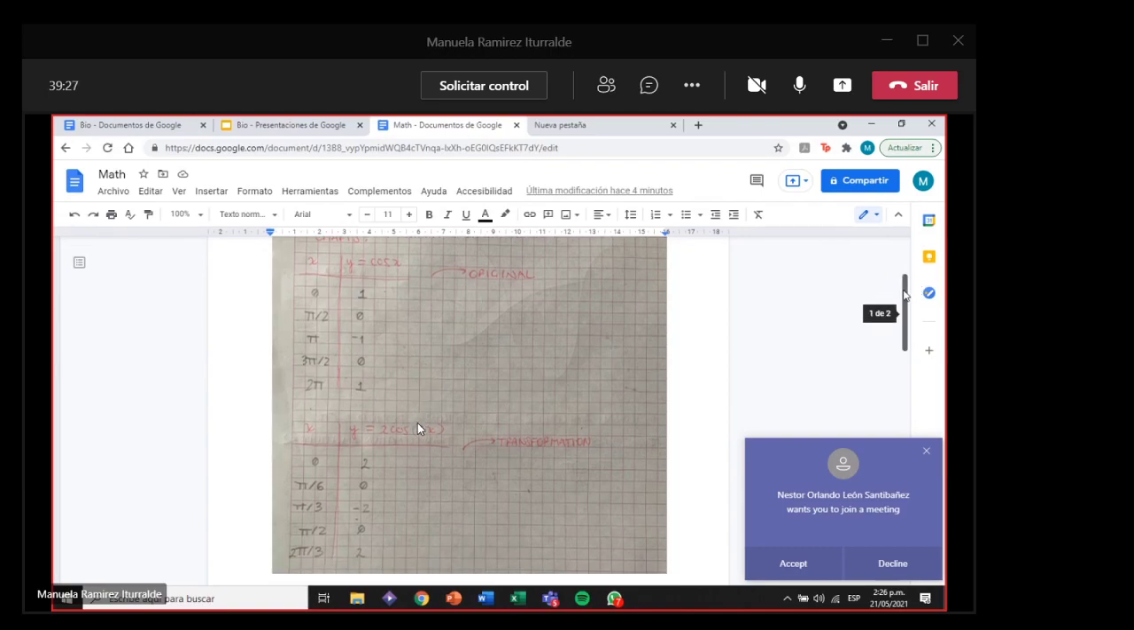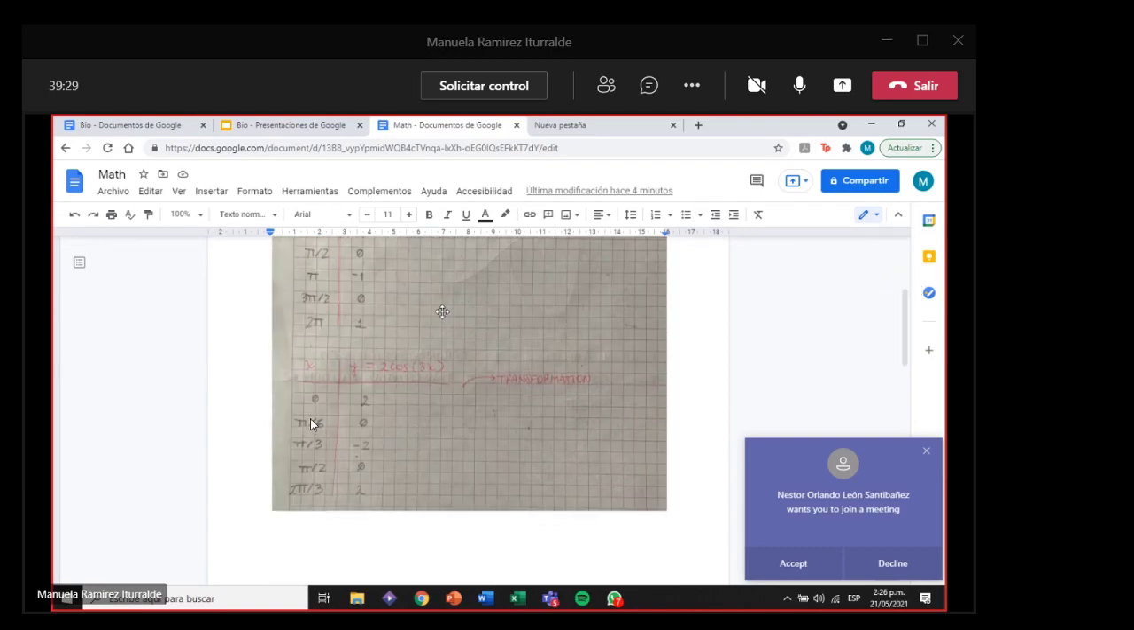Since we had to multiply by 2 in order to do the transformation to affect the y coordinate, it's very easy. So 1 multiplied by 2 is 2, 0 multiplied by 2 is 0, negative 1 multiplied by 2 is negative 2, 0 multiplied by 2 is 0, and 1 multiplied by 2 is 2.